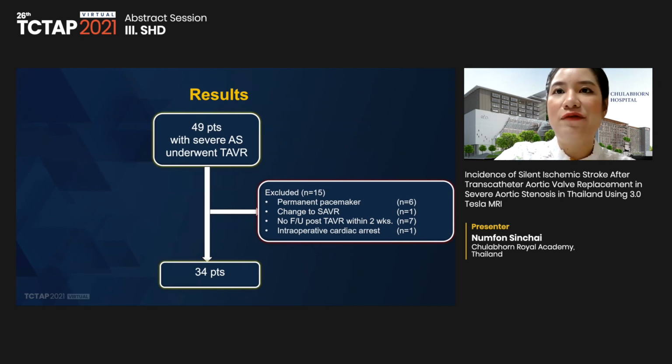We excluded 15 patients due to permanent pacemaker, patients changed to surgery, patients with no follow-up post-TAVI within 2 weeks, and the last one was intraoperative cardiac arrest. So the total is 34 patients.